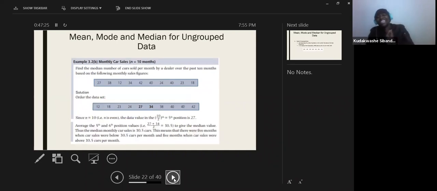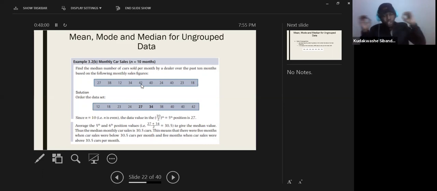So now let's take for instance where the sample size is even. The previous slide we discussed when it is an odd value. Now let's see when it is an even value. It's the same thing. Find the median number of cars sold per month by a dealer over the past 10 months based on the following monthly sales figures. You're given values as individual data points, but it's not sorted in any way.